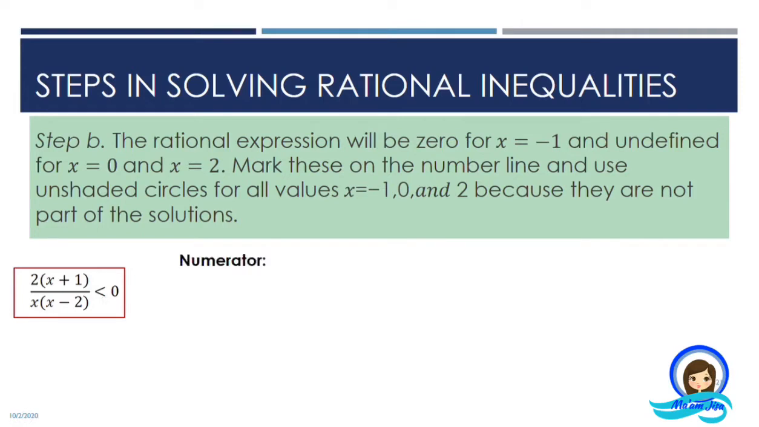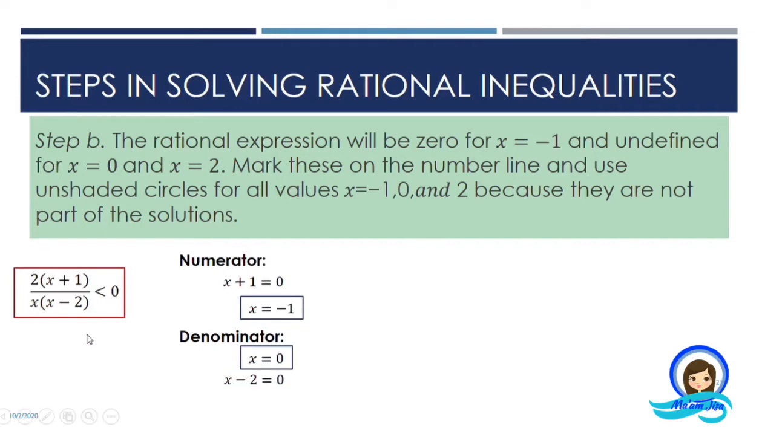So in our numerator, we have x plus 1 equals 0. Therefore, x equals negative 1. For our denominator, we have two values of x. We have x equals 0, since we have this quantity, and x minus 2 equals 0. Therefore, x equals positive 2.